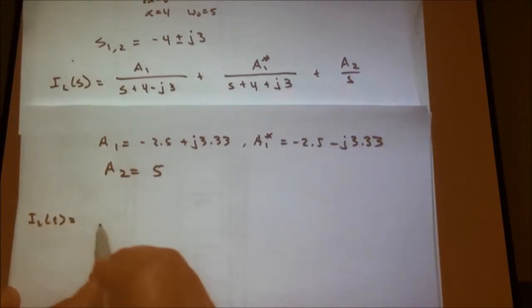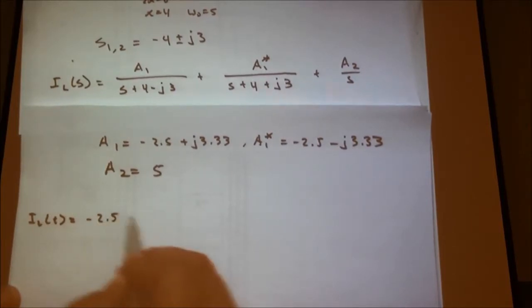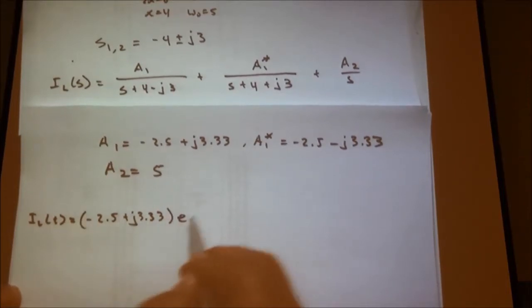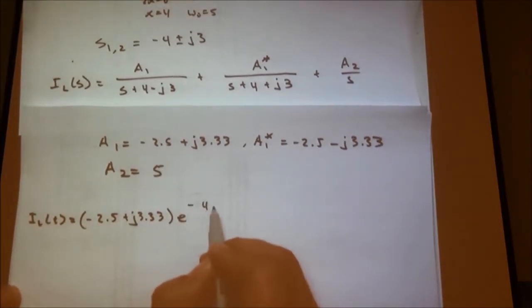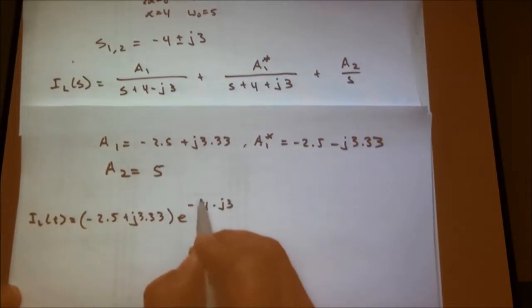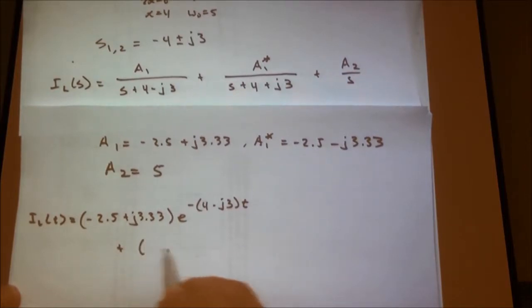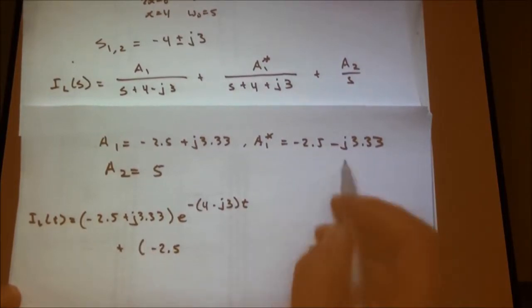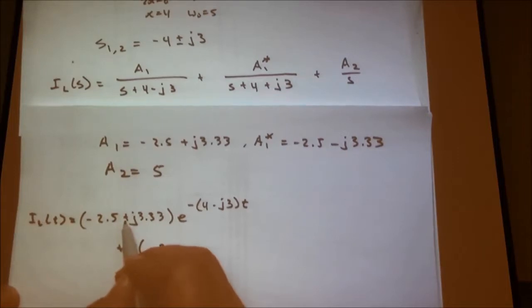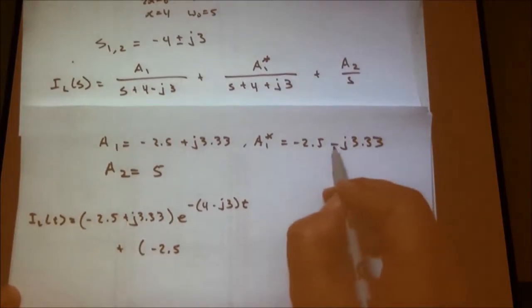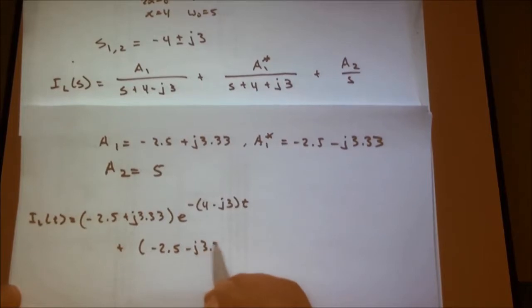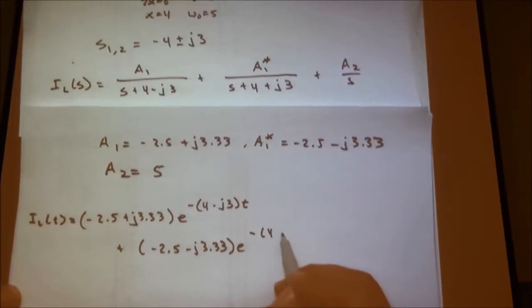I should have perhaps reminded you, but we can write this as minus 2.5 plus j 3.33 times the exponential argument e to the minus 4 minus j3 parentheses t, plus the other term, minus 2.5, minus j 3.33, e to the minus 4 plus j 3t, plus 5.